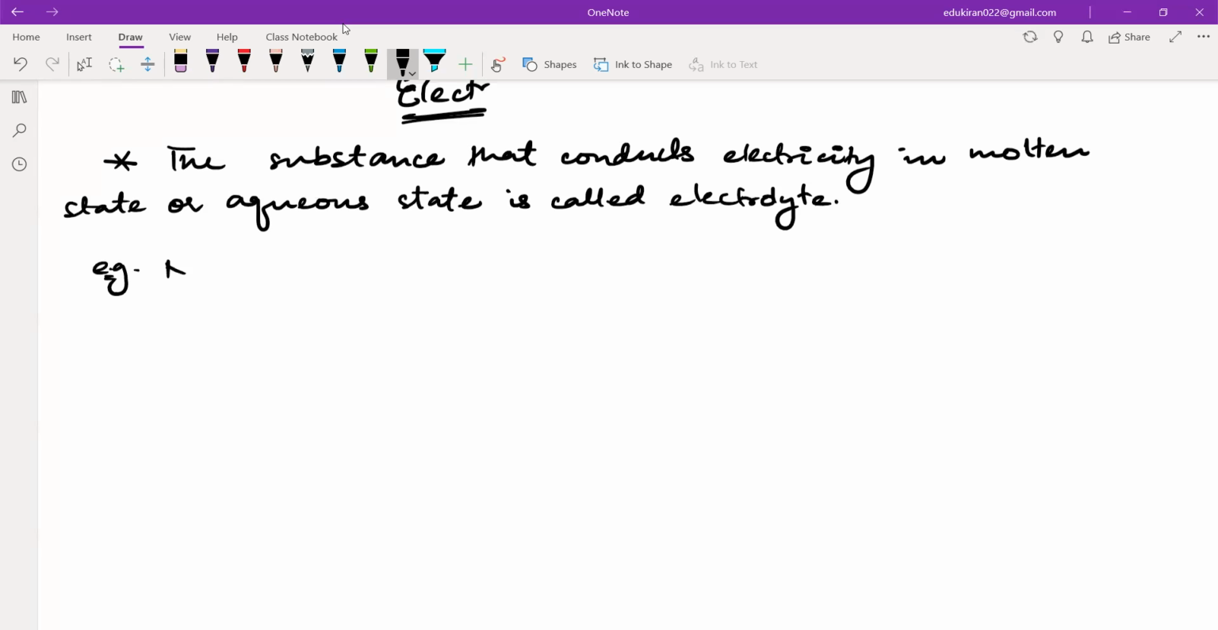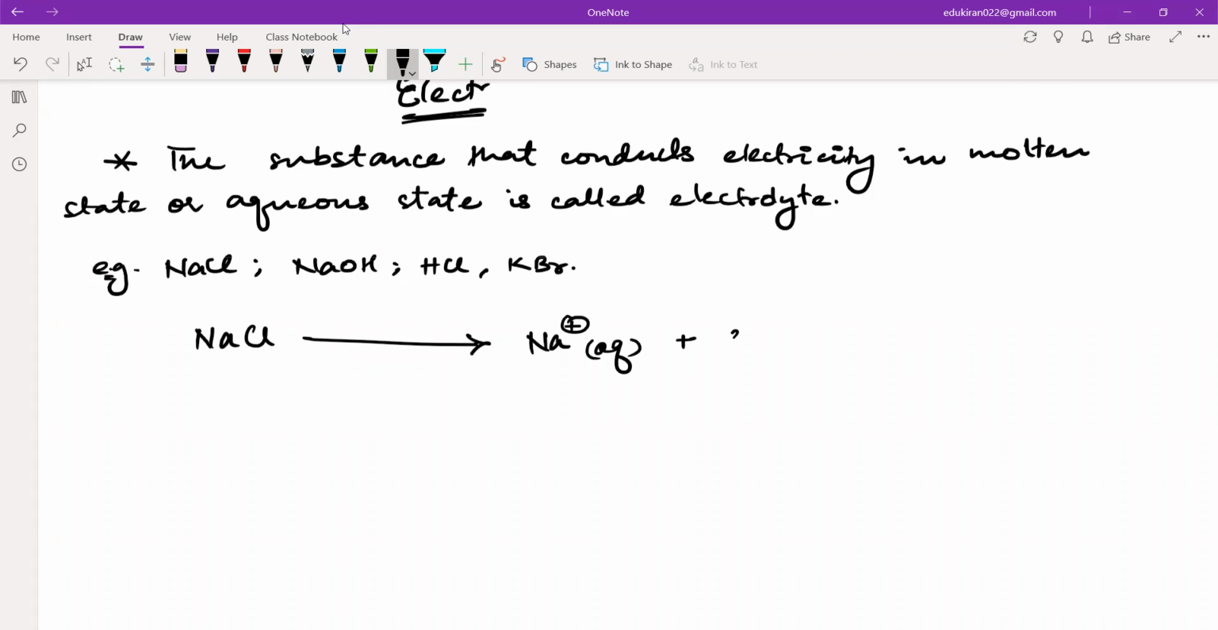Examples would be NaCl, then NaOH, HCl, KBr. These are examples of electrolytes that will conduct electricity when added in water. Now, for example, if I take NaCl, then it conducts electricity. It means that there should be some charge carriers which carry the electricity in the aqueous phase. So those charge carriers are obviously Na plus in aqueous phase and Cl negative in aqueous phase. So these are the two ions. So this is my electrolyte. It's very important. Most people confuse this. Na plus and Cl negative are not electrolytes. These are ions, and NaCl is the electrolyte.